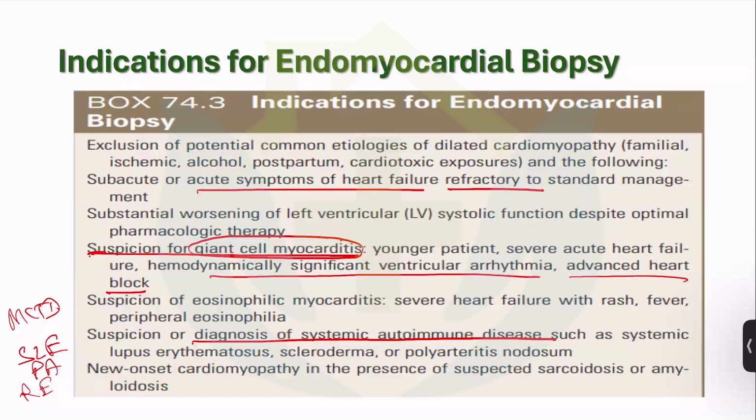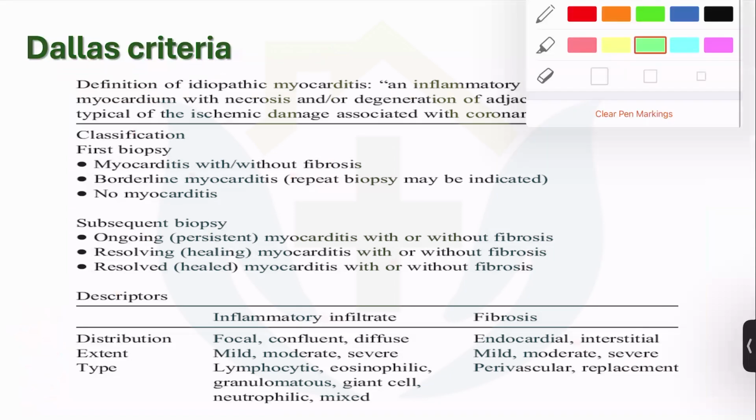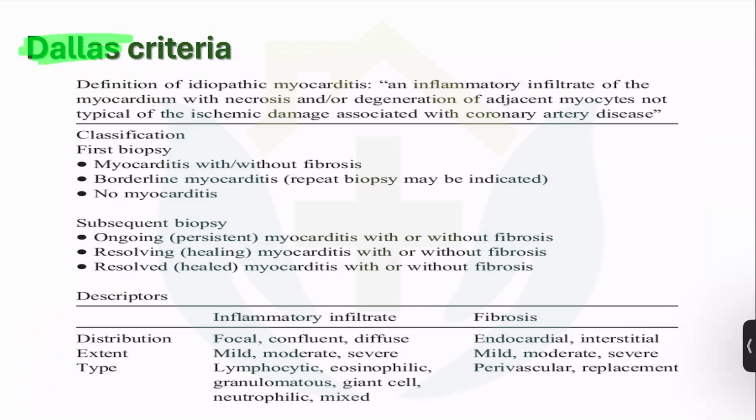It's easier to remember Dallas criteria; only the name is important, rather than the whole criteria. Basically, they do a biopsy, and depending on the biopsy findings, they classify, based upon the inflammatory infiltration and fibrosis. This much is enough. You don't have to remember the whole criteria. The name is good enough.